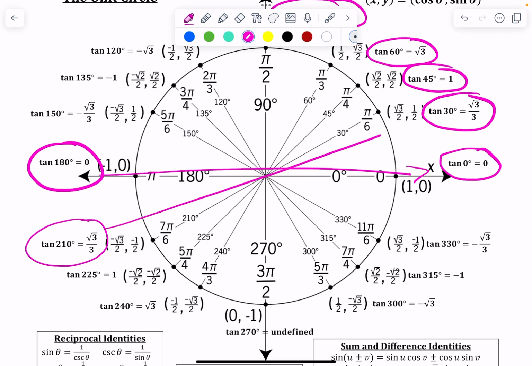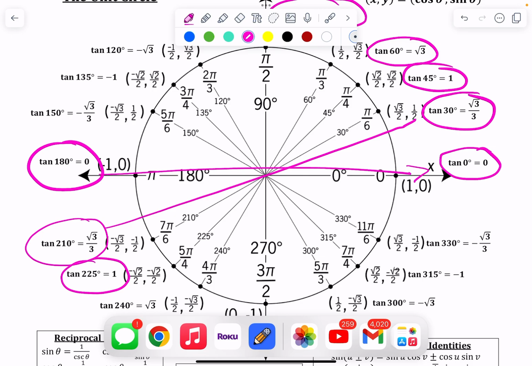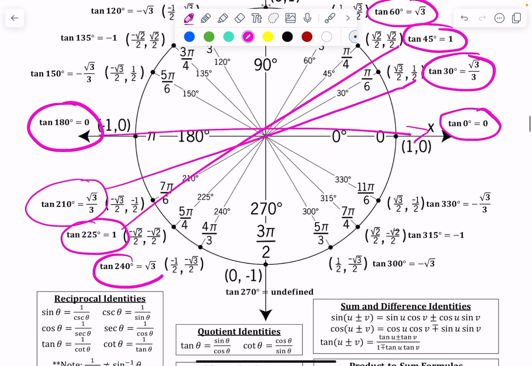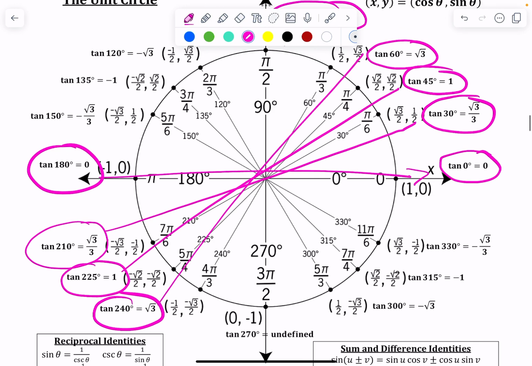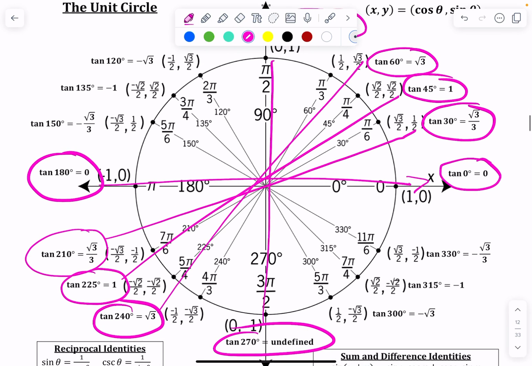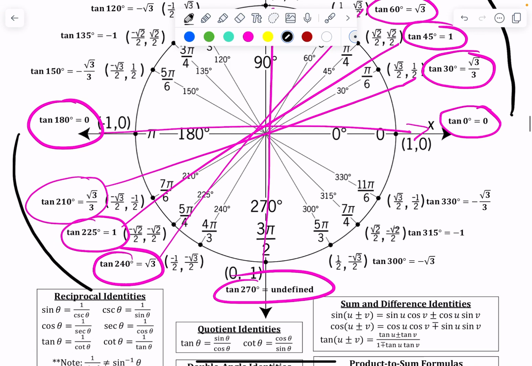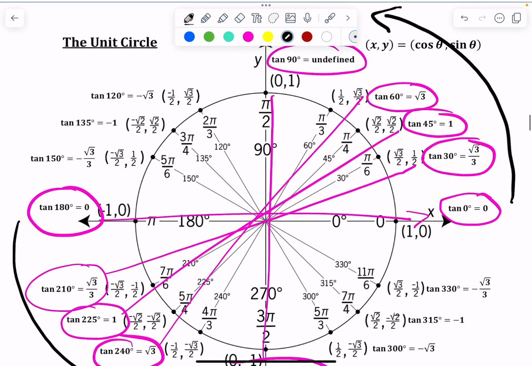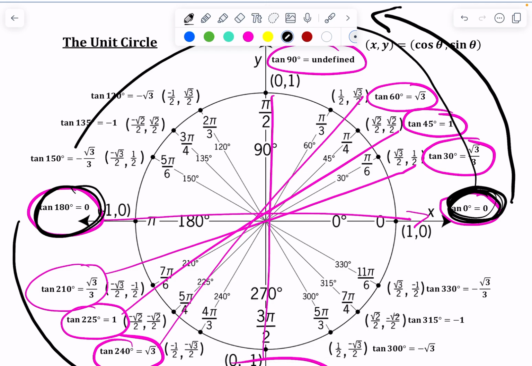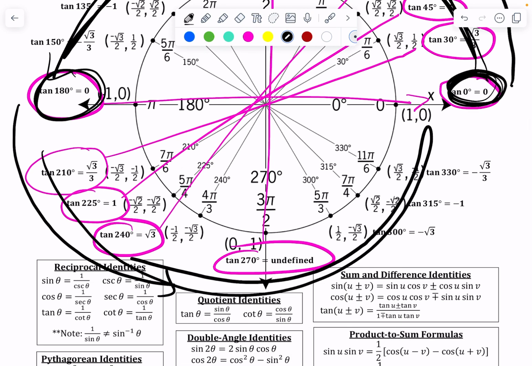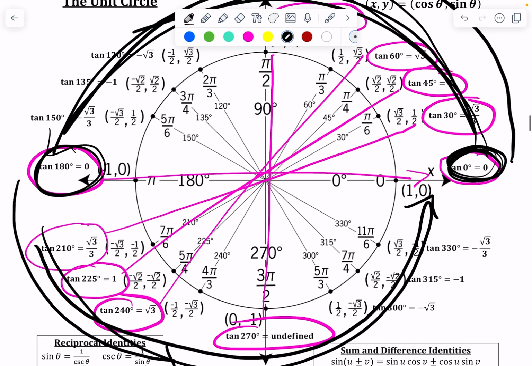Tangent of 210 is the same as tangent of 30. Tangent of 225 is the same as tangent of 45. Tangent of 240, that's the same as this one. And tangent of 270 is undefined again, which is the same thing here. So the values here are the same as these values here, okay? And so what happens is that tangent, starting at 0 degrees, has the same value at 180. So it starts repeating after 180 degrees, right? This top half of the circle is exactly the same as this bottom half of the circle in that order for tangent, right?